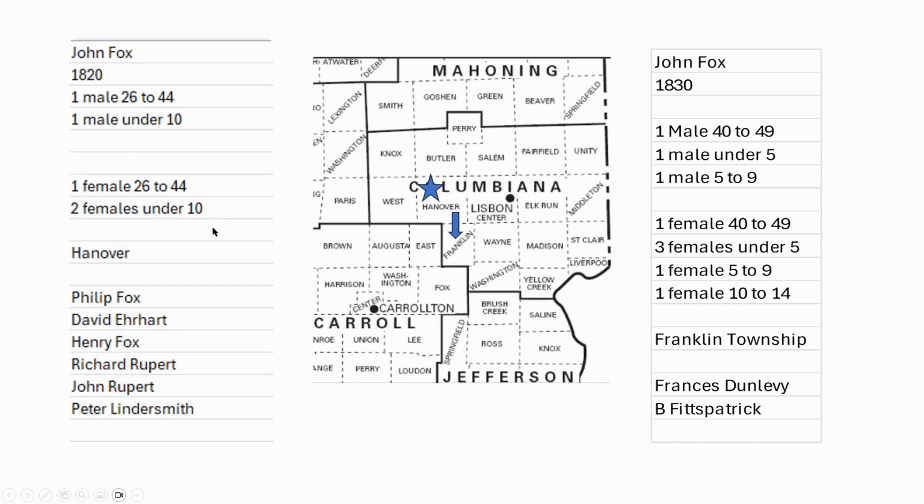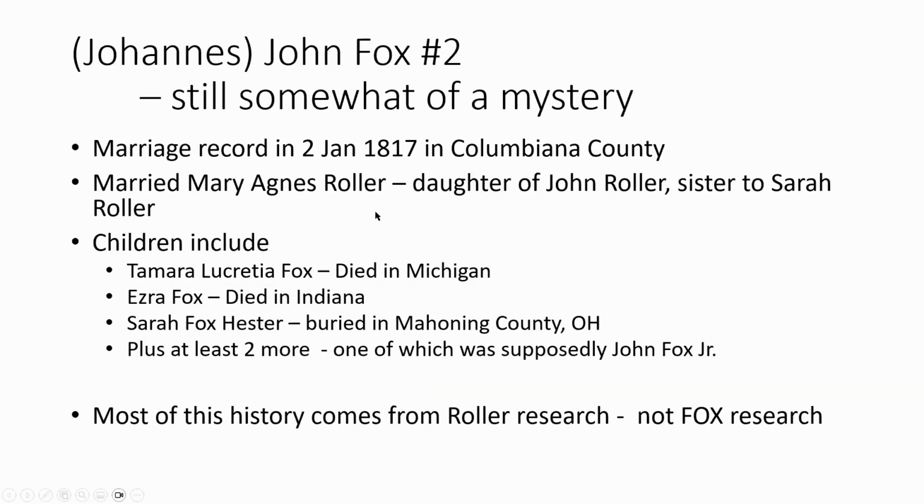And so we also were looking for his marriage and found it. And he married, lo and behold, Mary Agnes Roller. We've seen that Roller name before. She is the daughter of John Roller and a sister to Sarah Roller, who is my relative. We were able to determine a lot of the history because of the Roller connection. We had Roller contacts from all the different children.